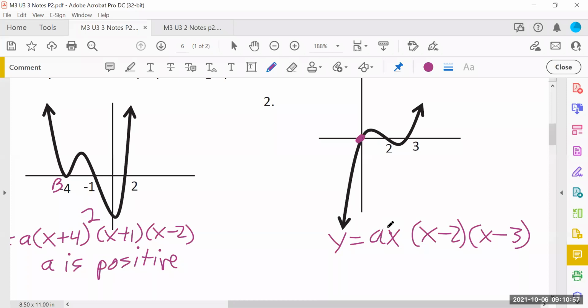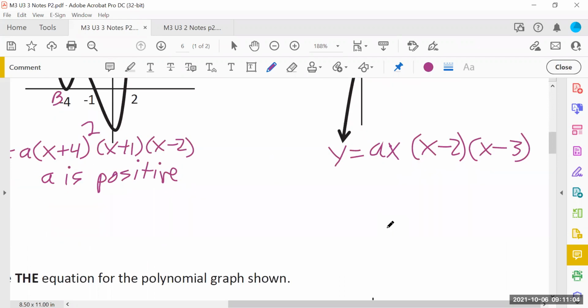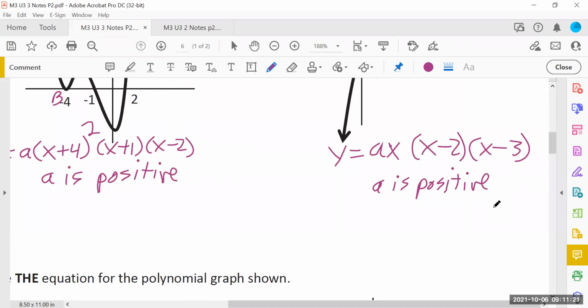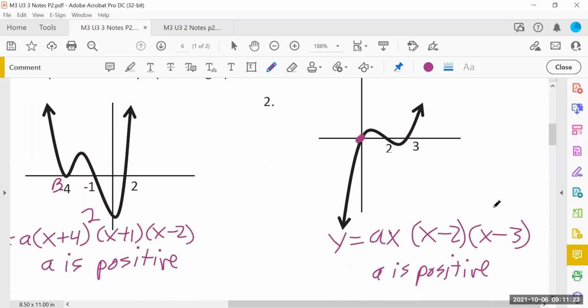How do I even know? What do I look at? So we look at the end behavior. Low, high end behavior should be positive. So I'm going to say A is positive. Let's do another one. Well, actually, those are the only 2 equation ones. That process you do for everything. It's just whether you solve for A or not. If it says an equation, you can stop. You're done.